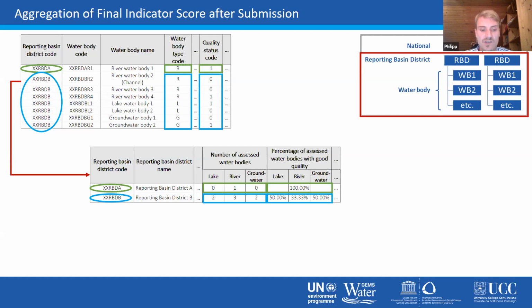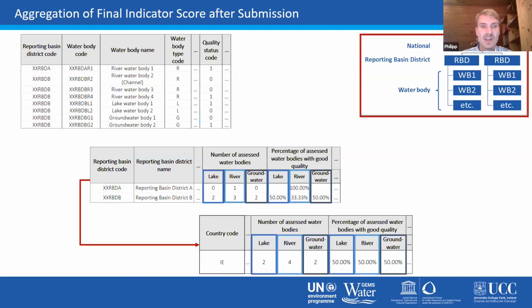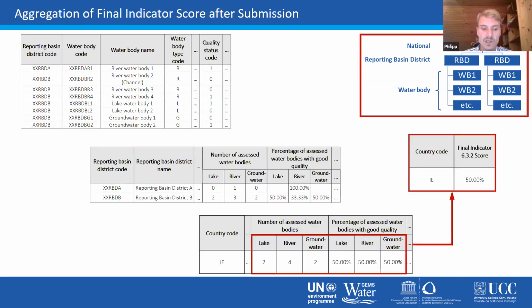And here in this example, we show how data is entered at the water body level first, and then aggregated in that second box in the middle to the reporting basin district level, and then to the national level, before the final indicator score is calculated from the 3 water body types. And again, this is the final data that will be ultimately reported to the United Nations Statistical Division and displayed widely.